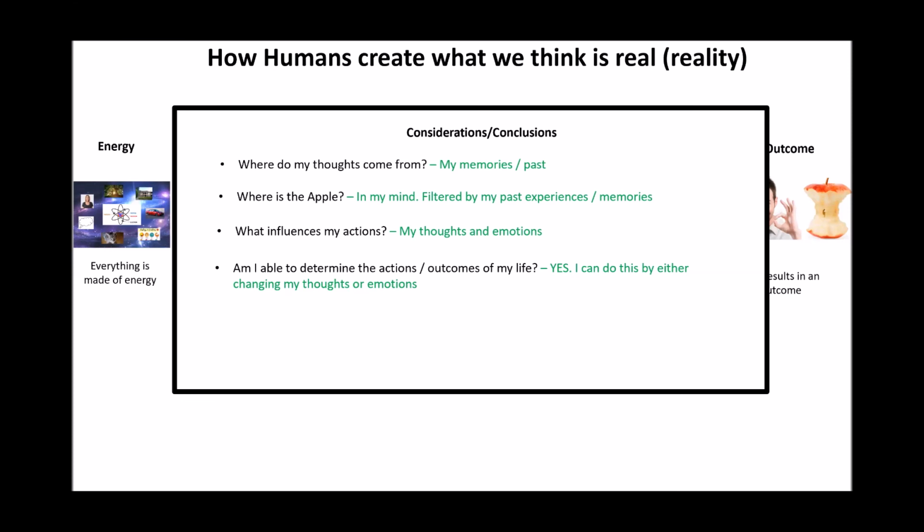We can change our emotions. I've mentioned you can do it through counselling. Other ways are various breathing techniques, meditation, Reiki, all sorts of different things. There are lots of different ways to change our emotional state. So if we can change either of those things, then we change our actions, which then change the outcomes of our lives.